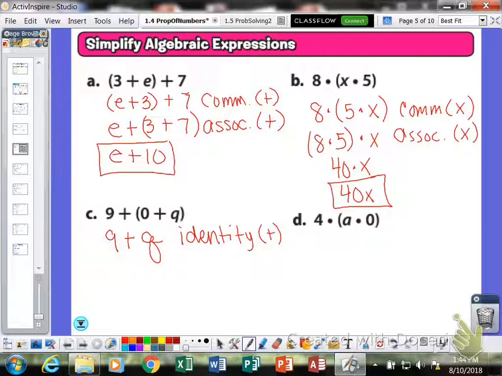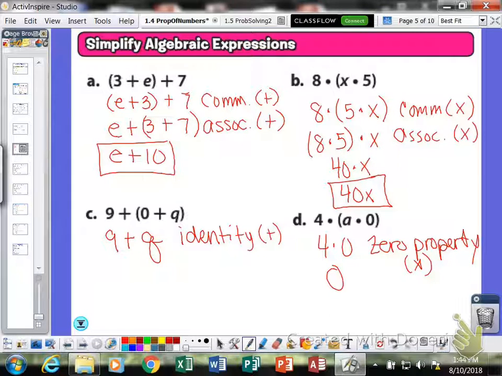Here, we didn't talk about it, but we should know that if we multiply anything times 0, we get 0. So this is the 0 property. And then multiplication, so it's the 0 property. And then we get 0 as our final answer. And that is it.